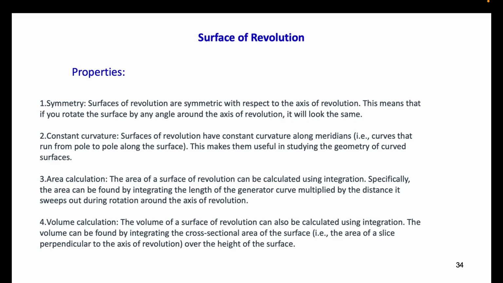Fourth is the volume calculation. The volume of a surface of revolution can be calculated using integration. The volume can be found by integrating the cross-sectional area of the surface, that is, the area of a slice perpendicular to the axis of revolution, over the height of the surface. These are some important properties of surface of revolution.